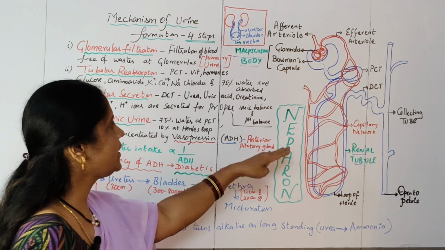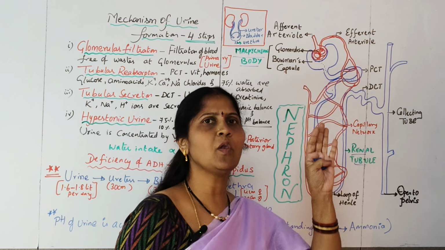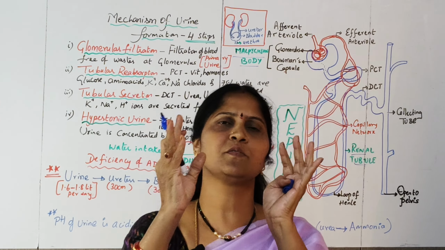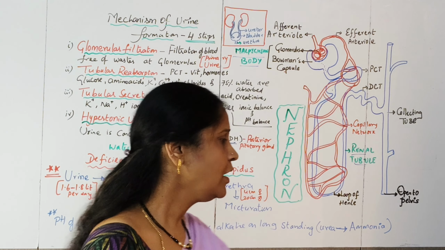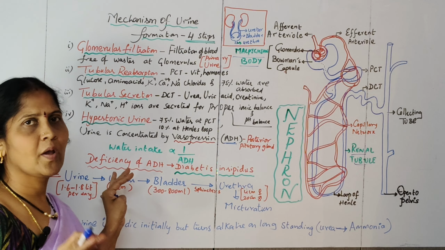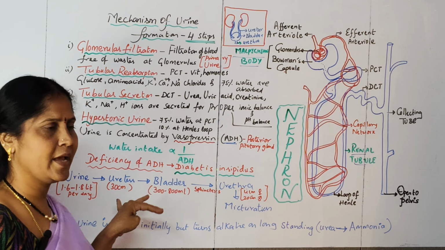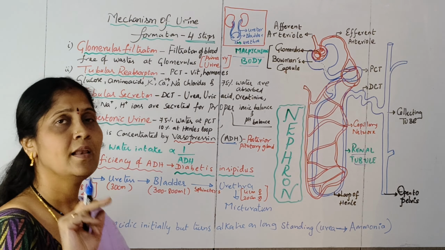So this is how actually the urine gets collected in the collecting tubule, and from all the collecting tubules it will open, the urine that is formed will get opened into the pelvis and it will reach the bladder. So the urine that is formed, how much amount of urine we excrete per day is 1.6 to 1.8 liters.